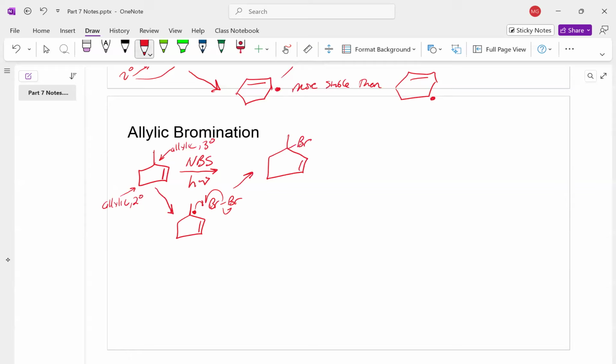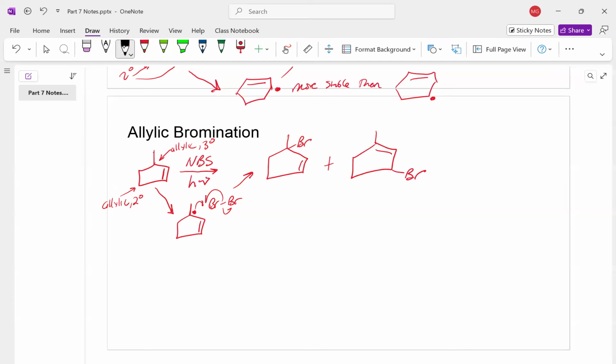But something weird happens if we go into the lab and do this reaction. We get this product, but we also get another product. And you look at this and say, how did that double bond move? That wasn't even the other secondary allylic position we were thinking about. So how did we get that double bond to move?